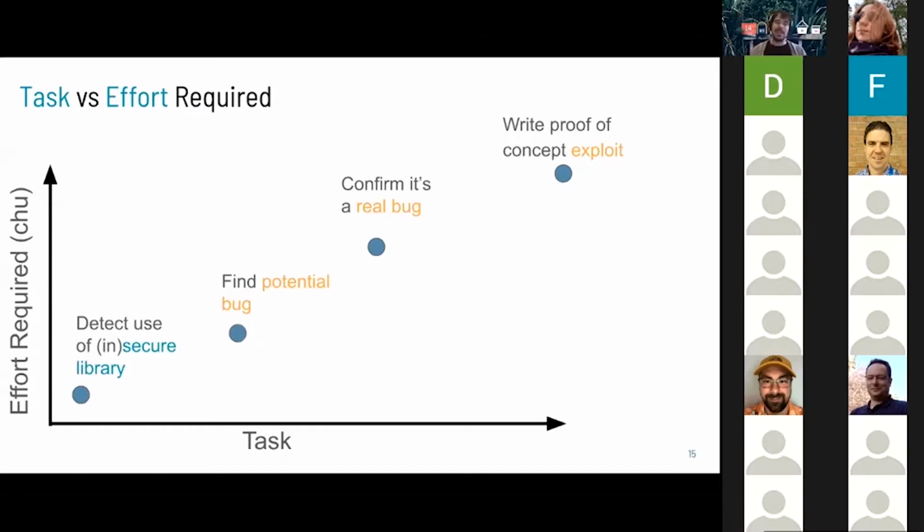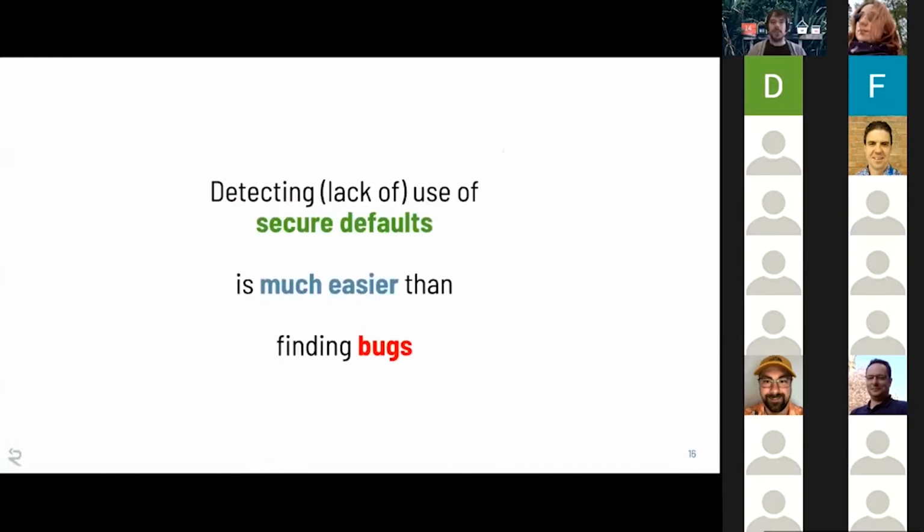Each of these things is getting harder and harder, but ultimately, again, it's not about finding bugs, it's about how we can reduce risk. Fundamentally, what I'm getting at is that detecting the use or lack of use of secure defaults is just much easier than finding bugs. How can we solve a simpler problem that still gives us the security and safety benefits that we want?